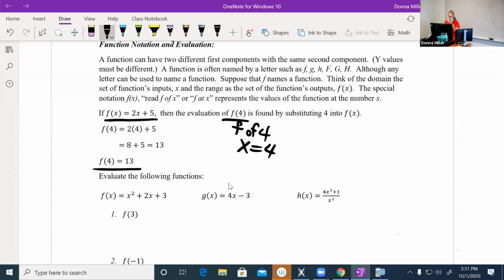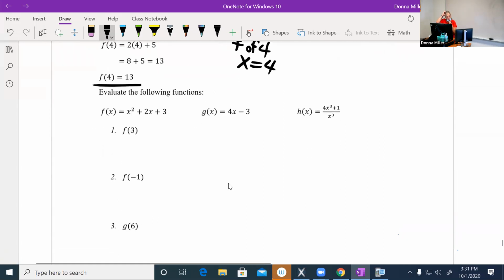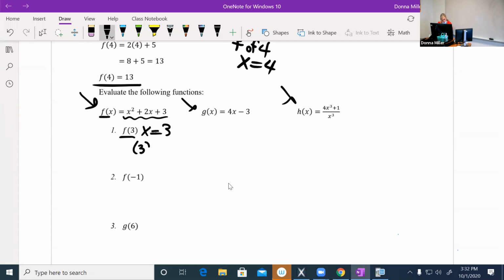Okay. And now here's really how they use it. What they're doing is they're giving me f, g, and h. So I've got 3 functions, and the letters tell me which function to use, right? And the numbers tell me what is for x. So f of 3 means that I'm plugging into f, and I'm letting x be 3, right? So I plug in 3 here. So I get 3 squared plus 2 times 3 plus 3. And you can plug this in a calculator, or you can just do it by hand. I'm just going to do it by hand today. It's 9. This is 6. And 9 plus 9 is 18.